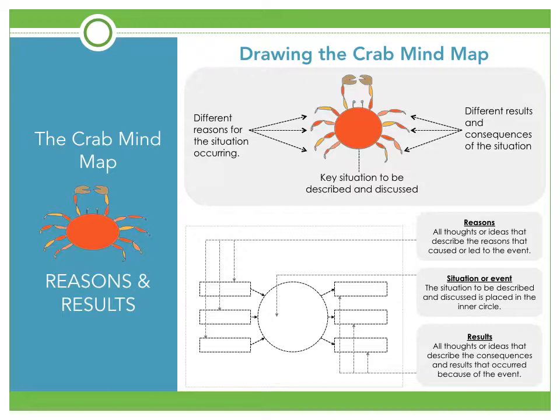And then the legs on the right will be where all the results or the effect of the event happening gets placed. As you can see at the bottom of your screen, this is how it would look in your learners' workbooks or on a piece of paper. In the middle is where you place the event that needs to be described. And then on the left, you have your reasons. So all your thoughts and ideas that describe why or what led to the event occurring. And then on the right, you have your results, which are your thoughts and ideas that describe the consequences or the effect of something happening.